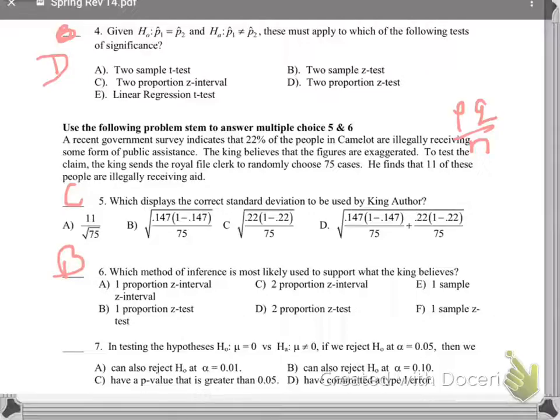Okay, let's go down to 7. Testing the hypothesis, mu is equal to 0 versus mu is not equal to 0. If we reject H0 at 0.05, then we what? So I have to draw a picture, so that means my p-value is going to be right here. We would also reject at 0.01, so if here is 0.01, okay, I might not do that because what if it is between 0.01 and 0.05? But what if I had 0.10? Do you see I would still reject? So my answer is B.